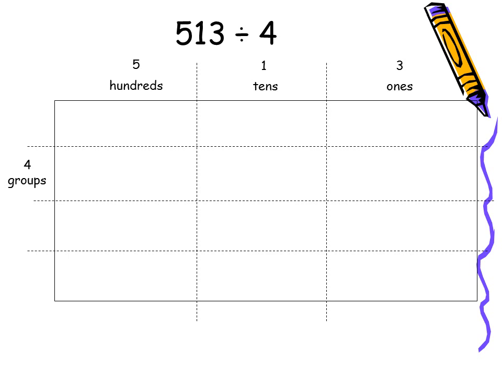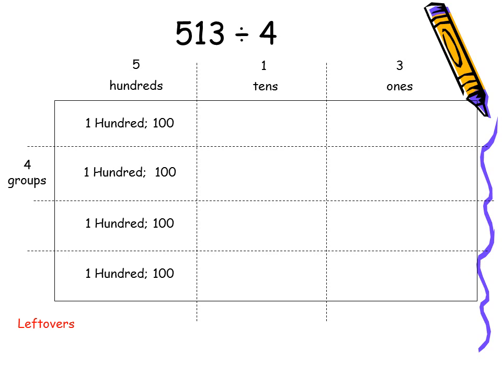513 is broken up by place value: 500s, 1 group of 10, 3 ones. So what I'm going to do is distribute the number of hundreds, the 500s, amongst the 4 groups equally. So I can share or partition 100 there, 100 there, 100 there, 100 there, and then I'm left with 100. I can only equally share 100 with the 4 groups. So I'm going to take my leftover 100 and rewrite that as 10 tens, which would now give me a total of 11 tens.